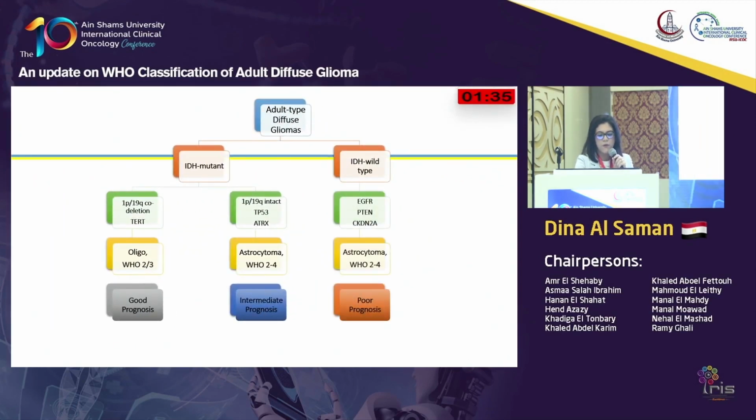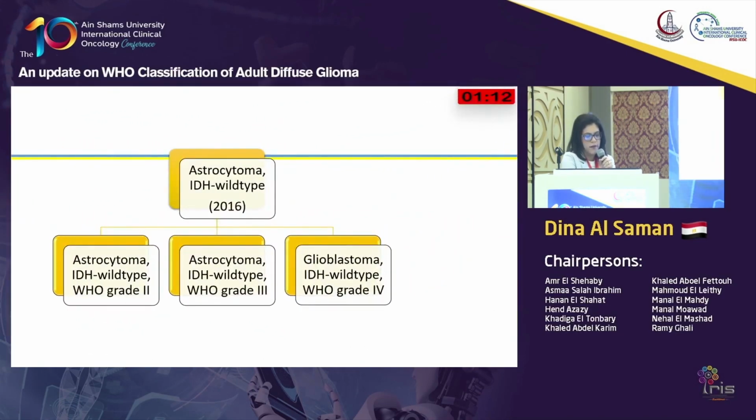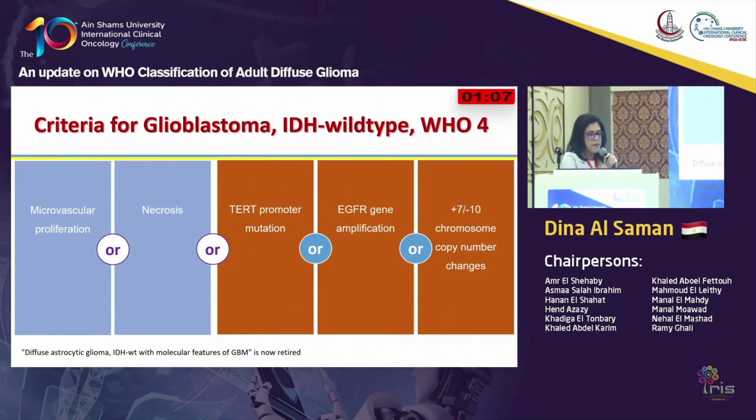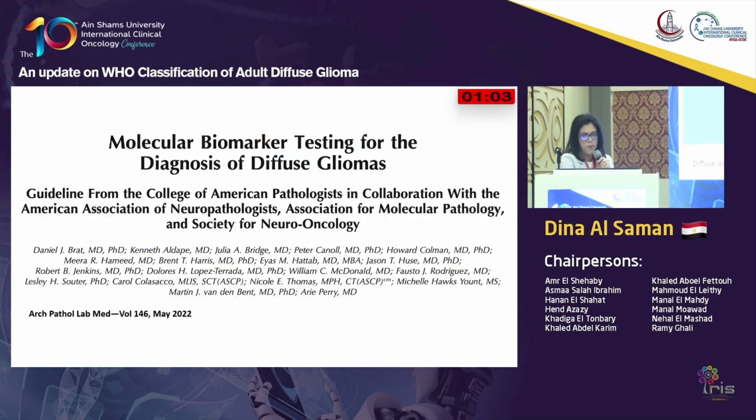Okay, what if we have an IDH wild type? If it's wild type, things are different. We can add the EGFR, chromosome 10 and CDKN2A to make sure, but we no more describe this one as an astrocytoma. Okay, anciently they used to describe it as astrocytoma. Nowadays it's by definition a GBM, a glioblastoma grade 4, as long as it is IDH wild. Okay, this is for sure obsolete for now. And again, the same thing, I have the MVPs, necrosis, TERT, EGFR, and 7 and 10 chromosome copy number changes.